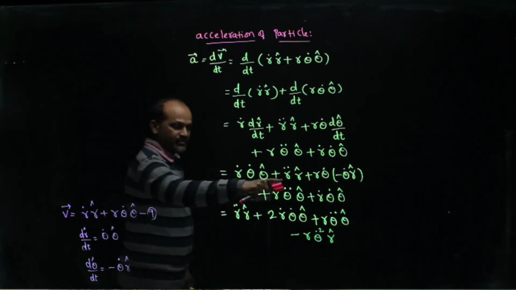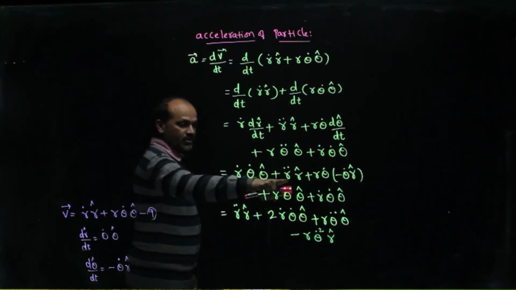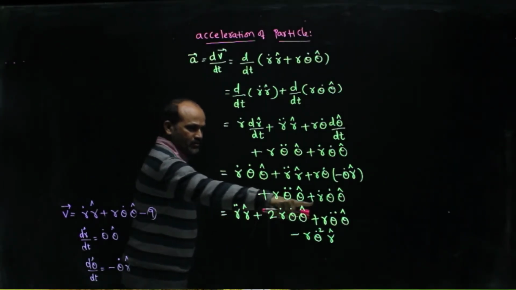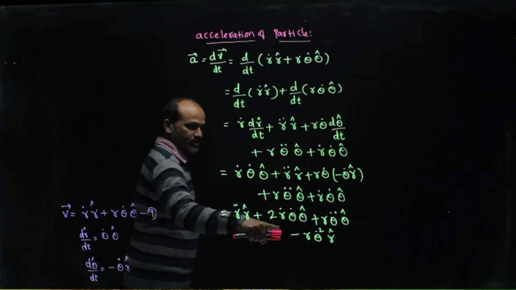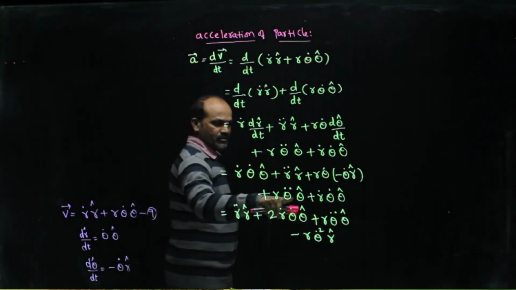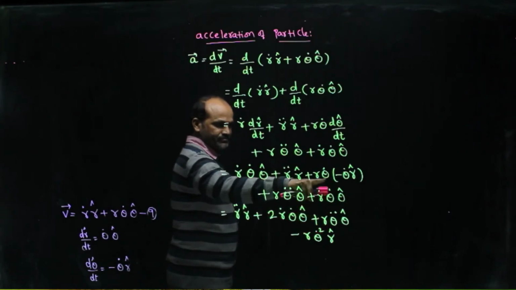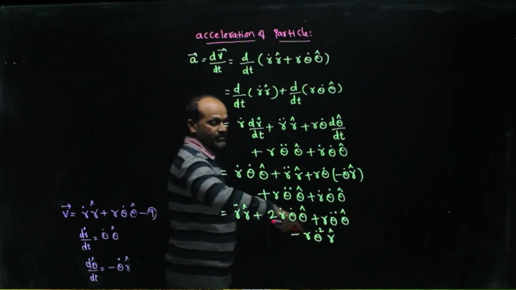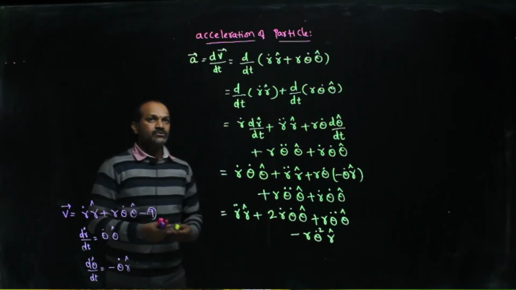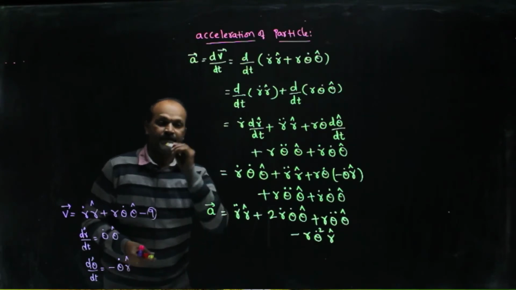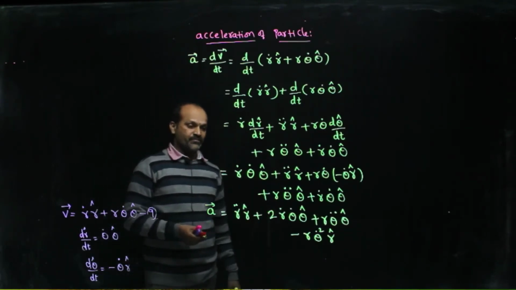So just verify once: r double dot r cap, we have r dot theta dot theta cap and r dot theta dot theta cap, so 2 r dot theta dot theta cap, r theta double dot theta cap, and minus r theta dot square r cap. So this is the acceleration of the particle in polar coordinates.